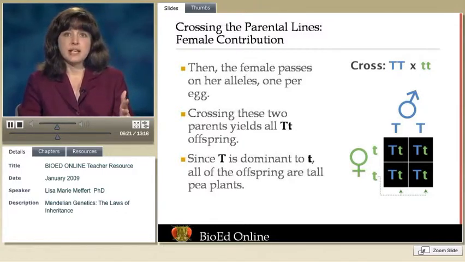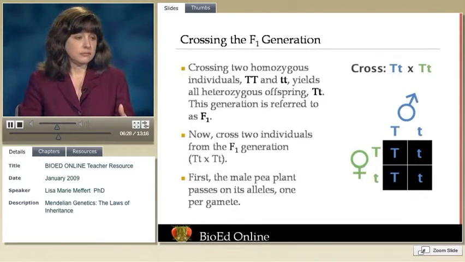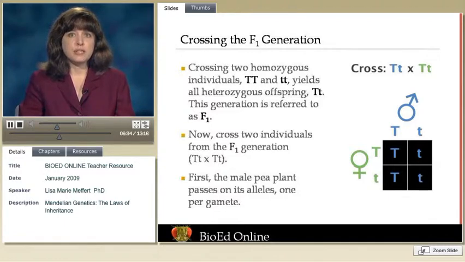So remember how we said that in the F1, everyone looked the same. Somehow you had lost the shortness. Well, what we have to do is go to the next generation. So what Mendel did was take those offspring, each of which is now heterozygous, that means they have two different alleles, big T and a little t, and cross them with each other. We'll go through this Punnett square again. In this case, we're going to let the male transfer either the big T to 2 of his offspring or the little t to 2 of his offspring.